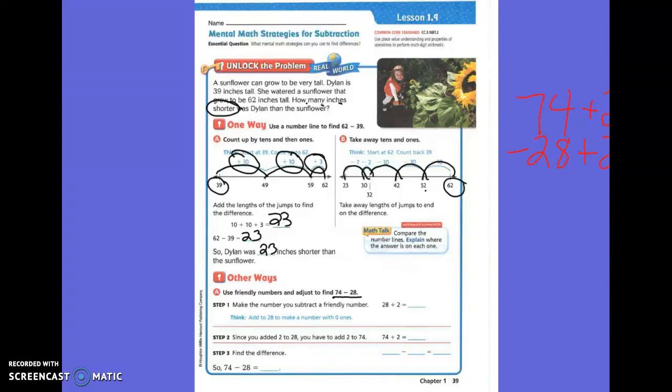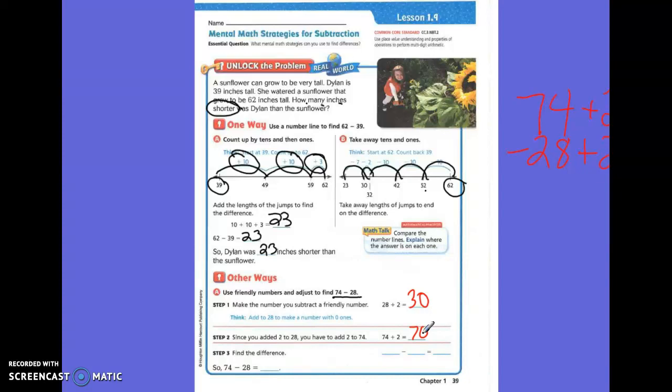Okay, so 28 plus 2 is what? 28 plus 2 is 30. Okay, well, I wrote that down already. 74 plus 2 is? 76. Okay, I wrote that down now. Have you written that down? It does say add. I know. It says subtracting the bottom.